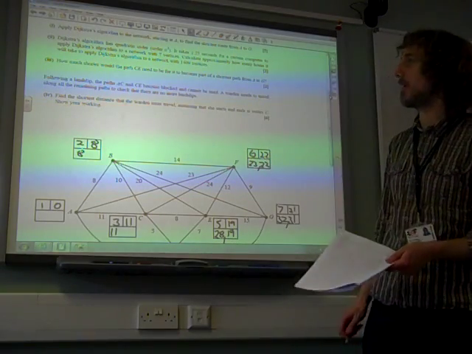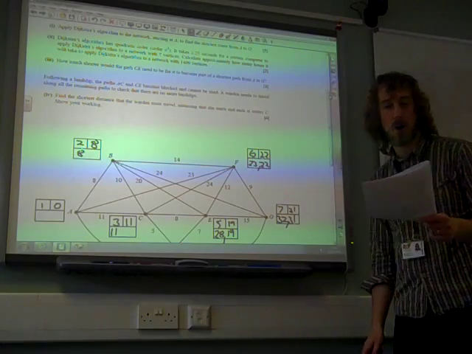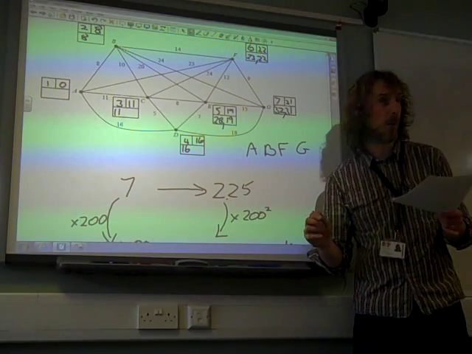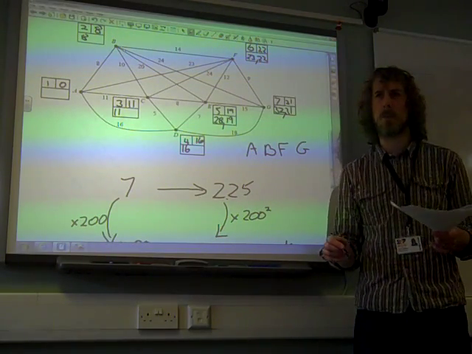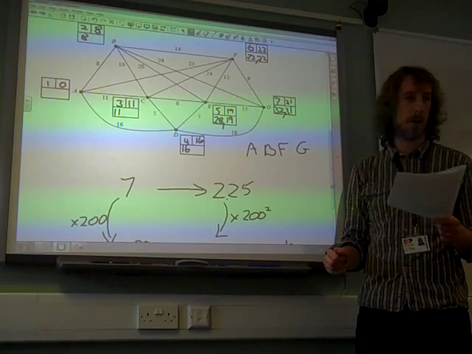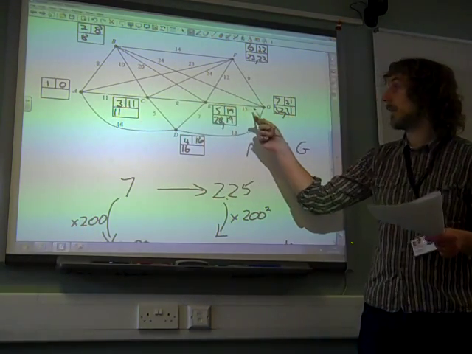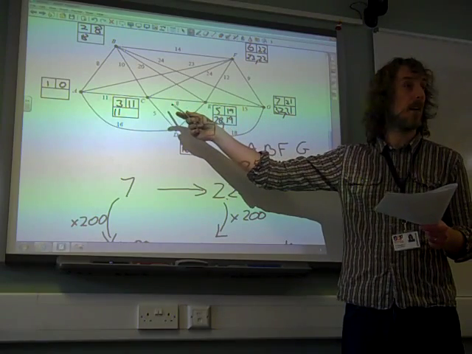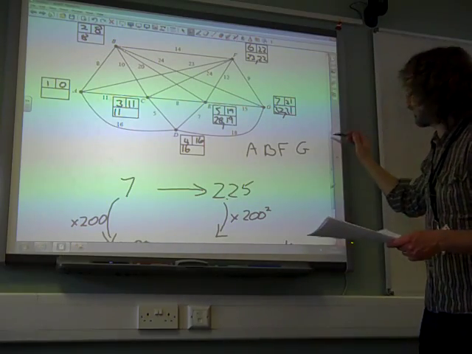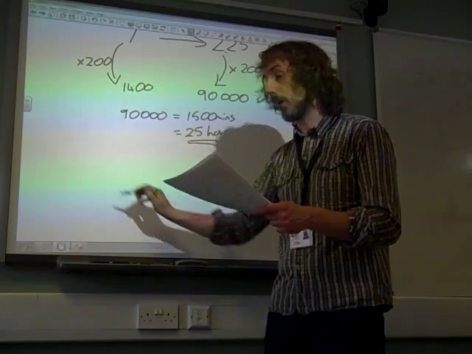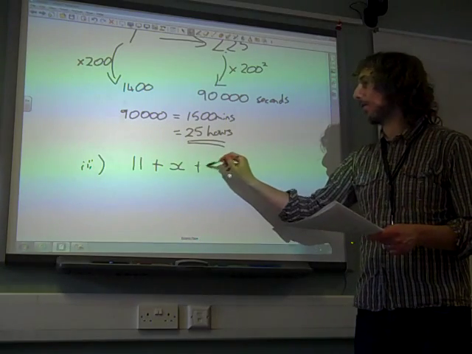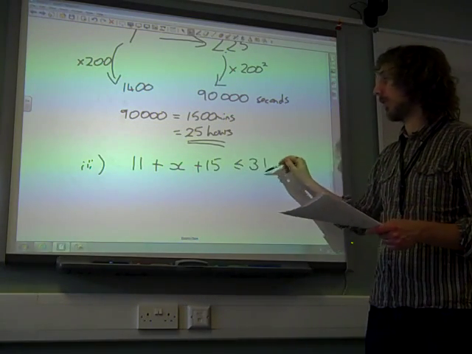Right. How much shorter would CE need to be for it to become part of the shortest path? Quite a few people got this wrong as well, but let's think logically. If CE was going to be part of the shortest path, then 11 plus 15 plus CE would have to be less than or equal to the 31 that is our shortest path. So we're just going to set up a little linear inequality. We're going to say that 11 plus CE plus 15 is less than or equal to 31.